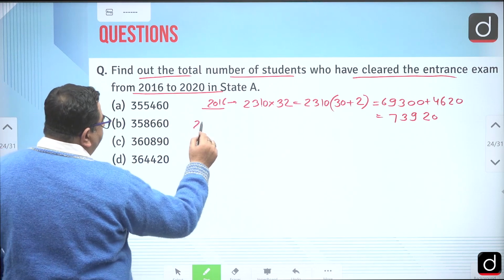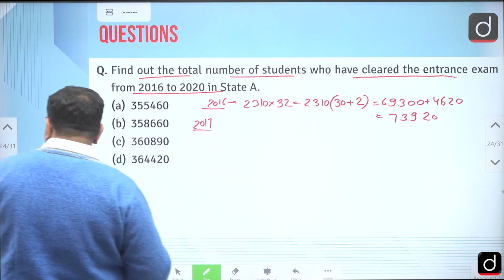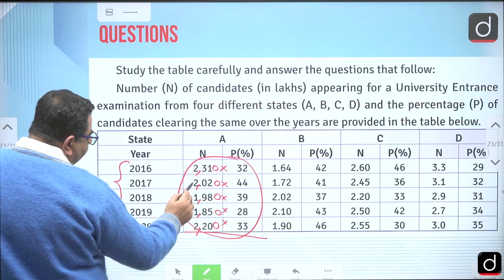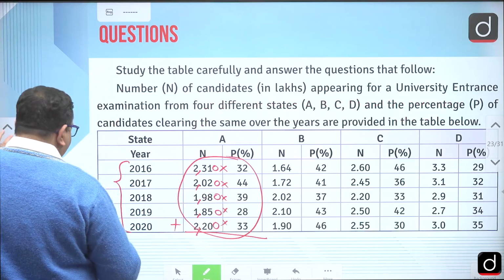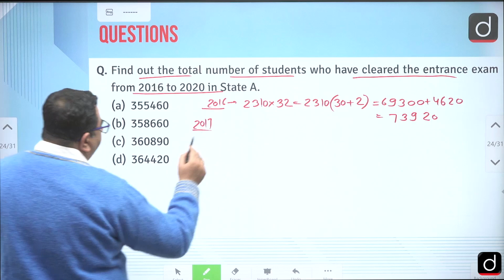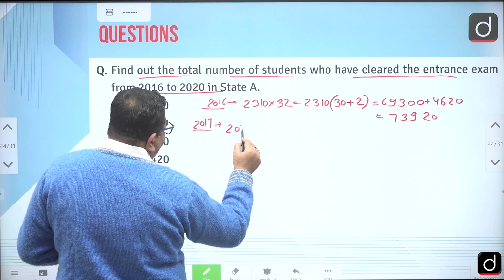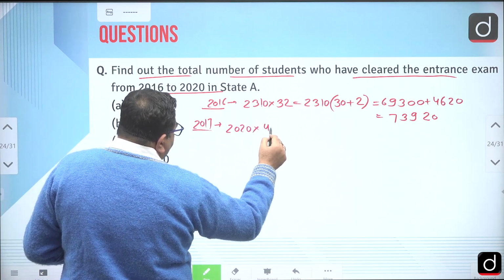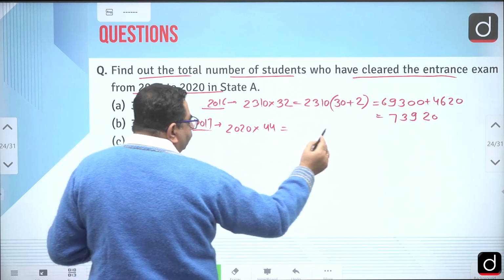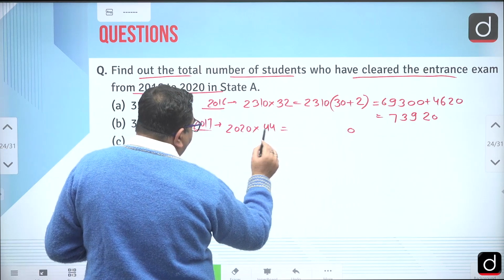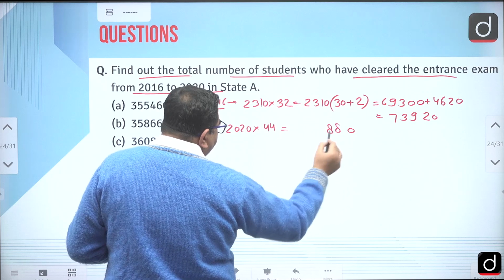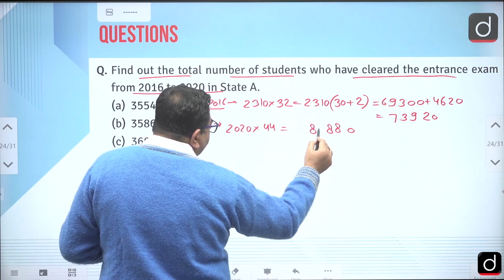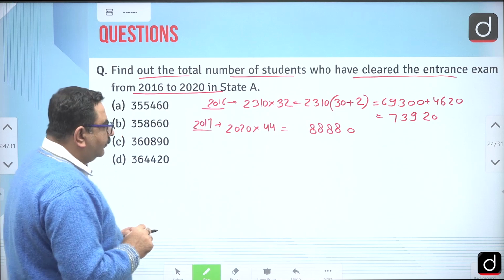Then for 2017 we can see, 2017 is this 2020 into 44. Now this calculation is easy, that is 2020 into 44. With 44 we can do the calculation directly, right? 0, 44 into 2 is 88, and then this is 88. So this is the number, right?